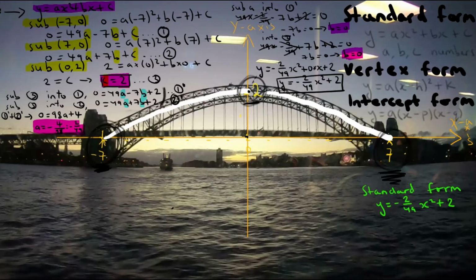Now that we've got the complicated bit out of the way, and that I've scared half of you already to stop the video and move on to doing something else, now what we can do is go on to the second one. So here we have vertex form.